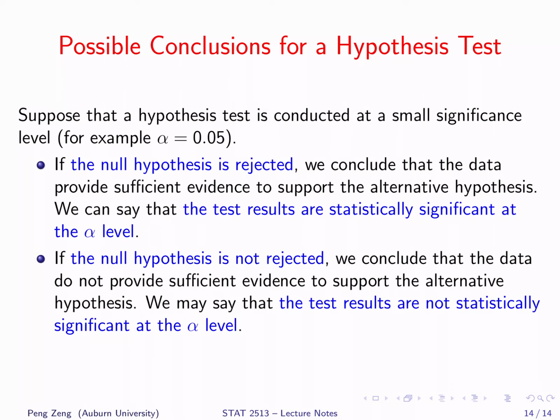Usually, we choose alpha equals 0.05. Occasionally, you may see examples of alpha equals 0.1 or 0.01. If the null hypothesis is rejected, we conclude that the data provide sufficient evidence to support the alternative hypothesis. We can say that the test results are statistically significant at the alpha level. If the null hypothesis is not rejected, we conclude that the data do not provide sufficient evidence to support the alternative hypothesis. We may say that the test results are not statistically significant at the alpha level.